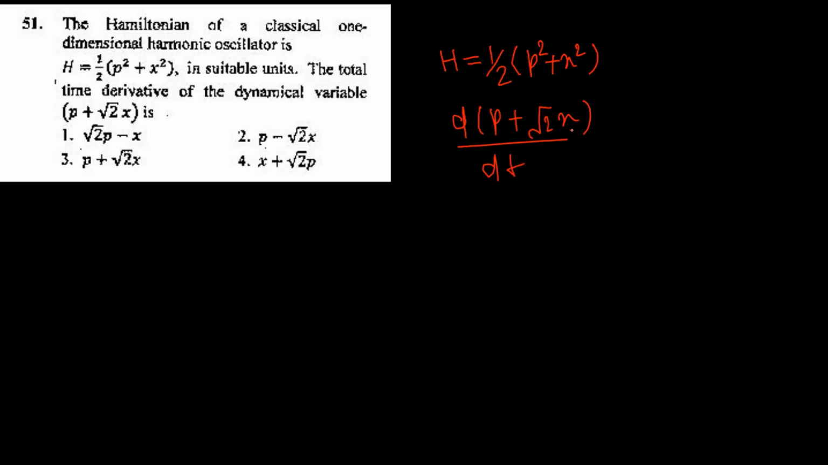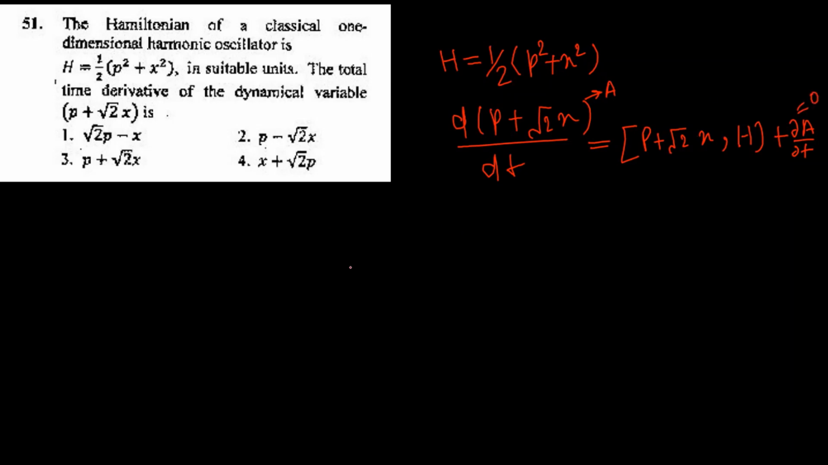Okay, so in this question H is given to you. H is equal to half p square plus x square, and you have to find out the total derivative of p plus under root 2x divided by dt. So how can you write this? This will be the commutator of p plus under root 2x with H, plus del of the given function, if it is A, del A by del t. The given function does not depend on t, so this term will be 0.